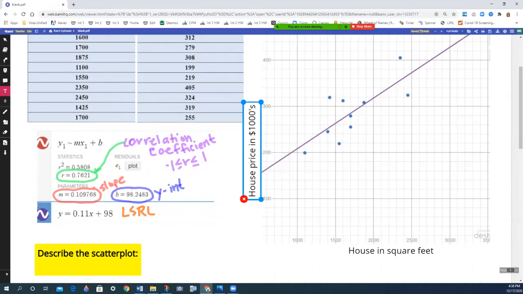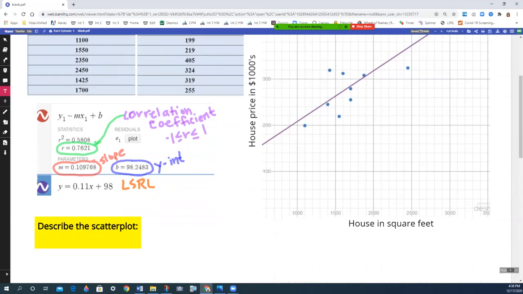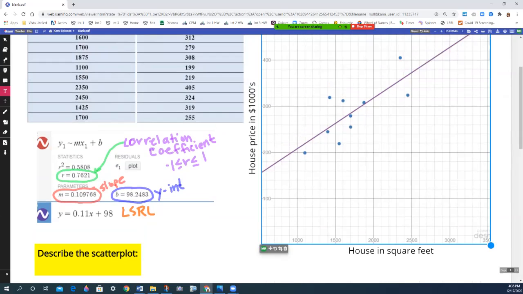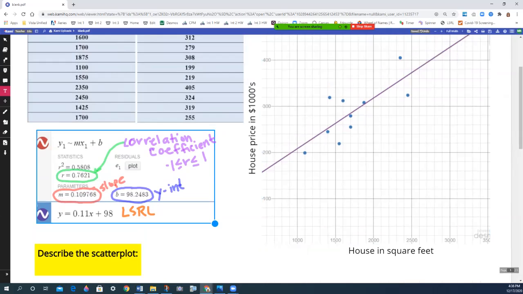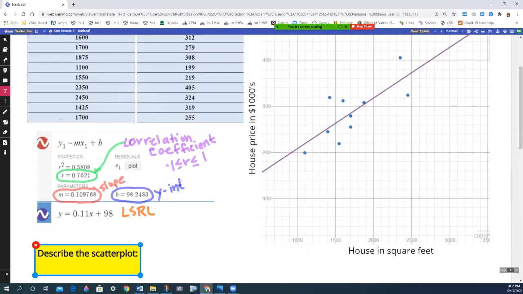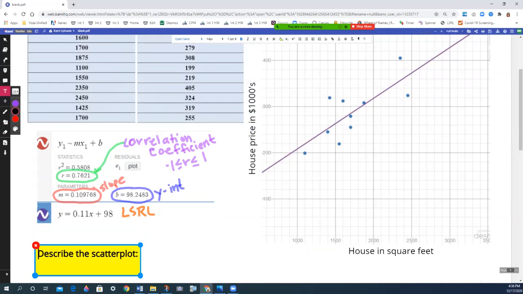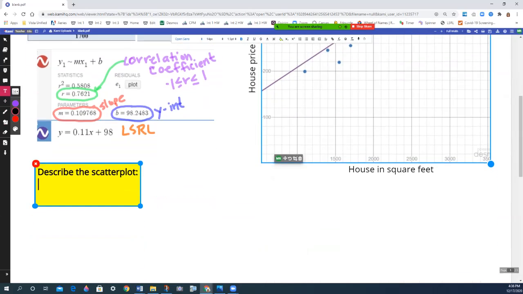Here is my house price in thousands, and over here is my house in square feet, or size of house in square feet. So when we're describing a scatter plot, looking at it, this is positive, it's increasing. This is pretty linear, and again, it was relatively strong because of this R here. So I'm going to describe the scatter plot. Let me get my text again. And I'm going to describe it by saying the following.